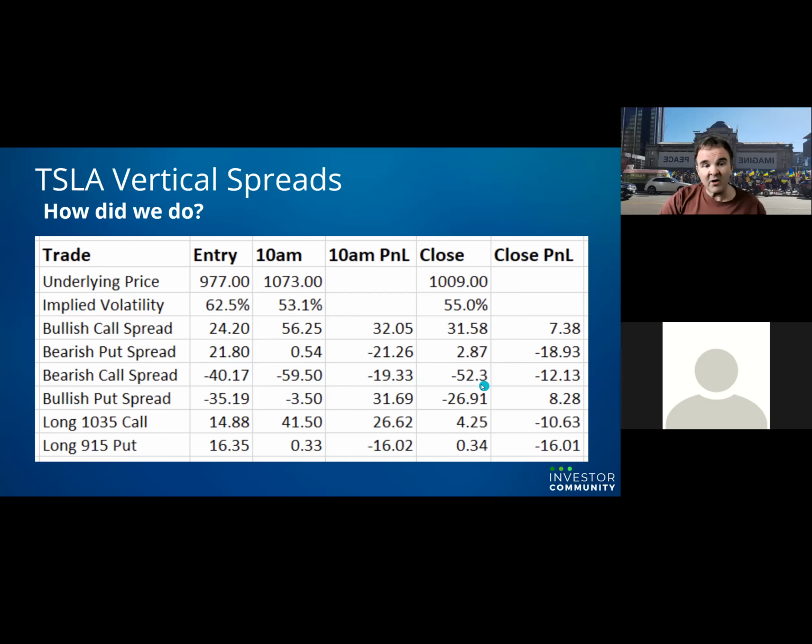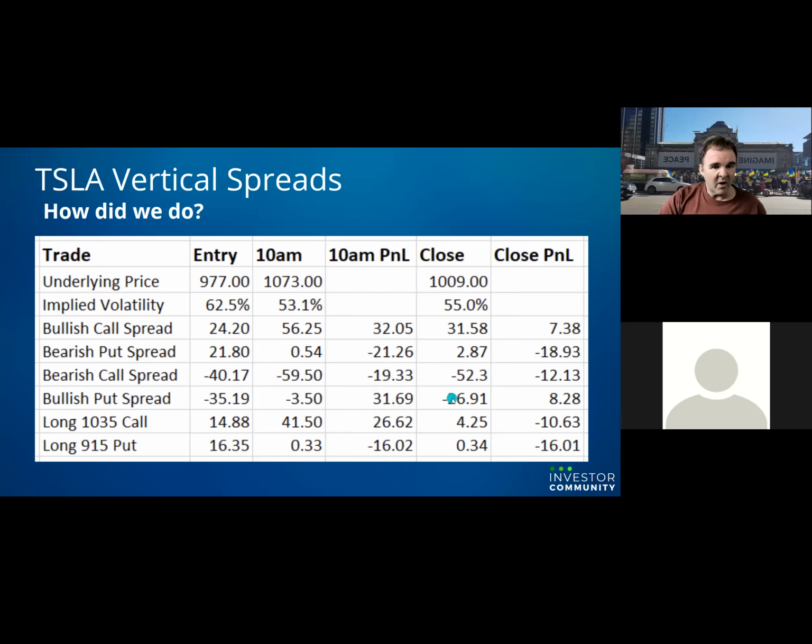Now, this improved by the close. It was only worth a credit of $52.30, so that's what we would have had to pay to buy it back. So then our loss on that bearish call spread was down to $12.13.